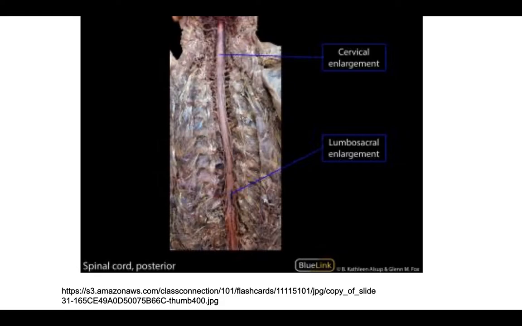And this is just an actual picture of a cadaver. And as you can see, this is our cervical enlargement. It's in our cervical spine, and it starts around C4, and it's going to go all the way down to about T1. And here is our lumbosacral enlargement.